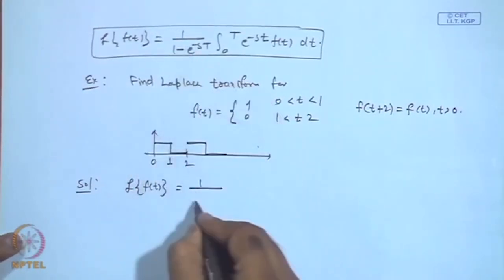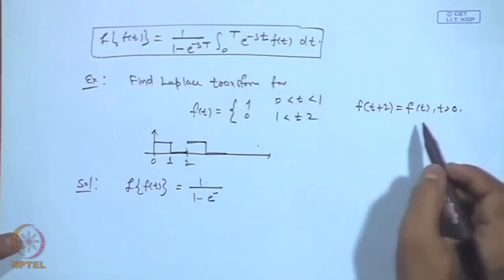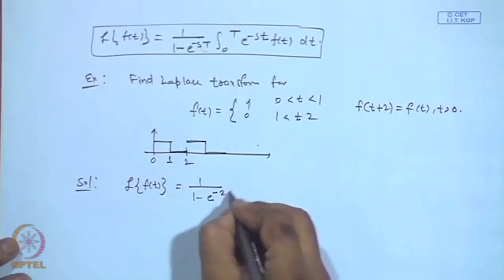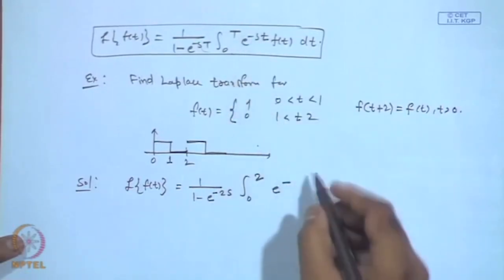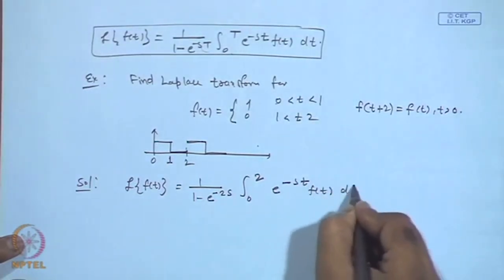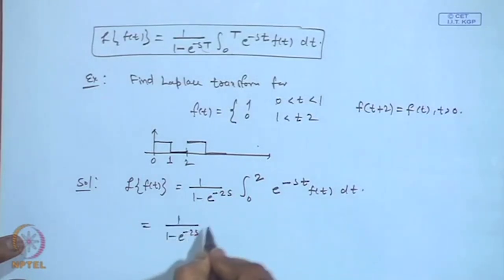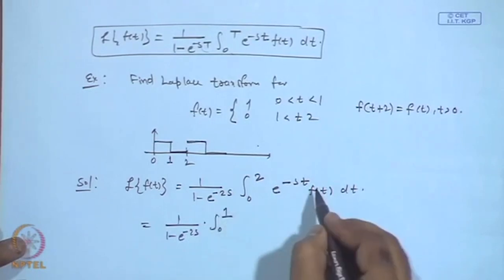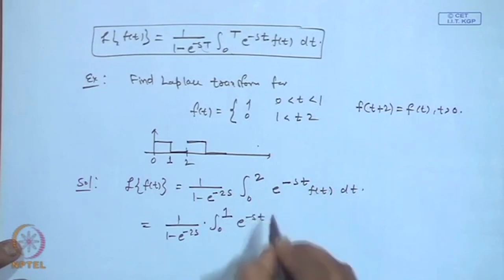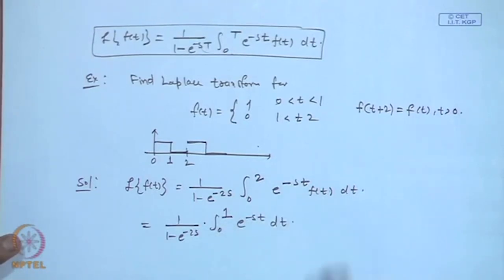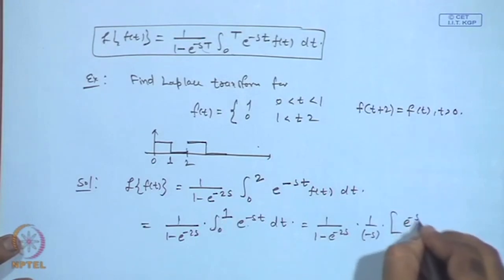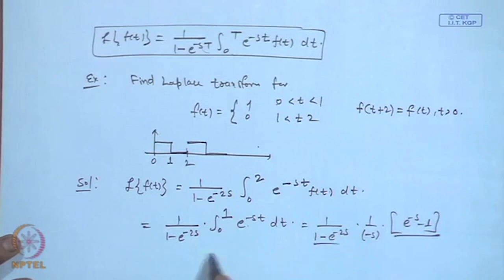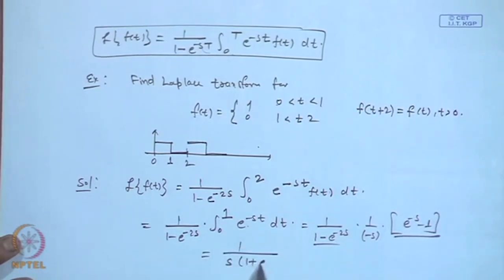So, if we go for the Laplace transform of f(t), by this formula it is 1 over 1 minus e to the minus sT, and our period is 2, so we have 2s, with the integral from 0 to 2 of e to the minus st f(t) dt. This is 1 over 1 minus e to the minus 2s, and 0 to 1, because from 1 to 2 this f(t) is 0. So, we have the integral of e to the minus st dt, which we can integrate. We get minus 1 over s times e to the minus st, with t equal to 1, so e to the minus s minus 1, and this we can simplify again. So we will get 1 over s times (1 plus e to the minus s).